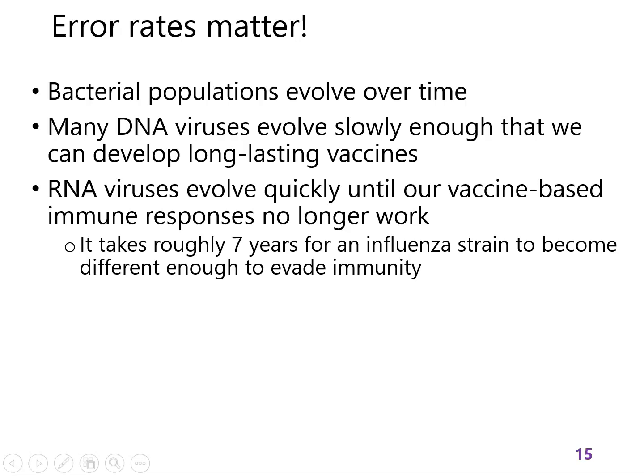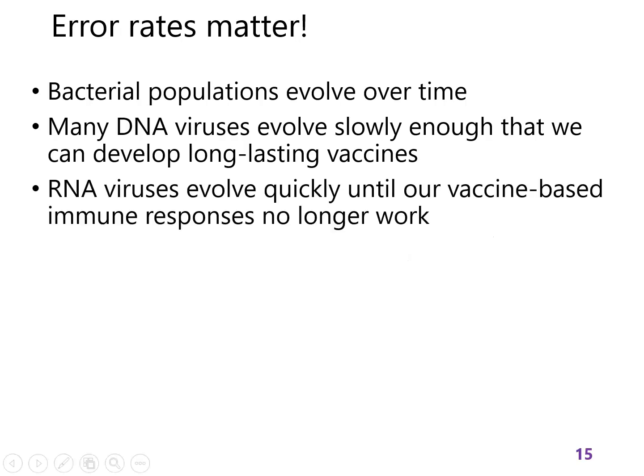SARS-CoV-2 and other coronaviruses are actually unusual in that they proofread their RNA as they're making it. And so they have lower error rates than something like influenza. So why are we so worried that we have to keep making different COVID vaccines? Why are we worried about variants?